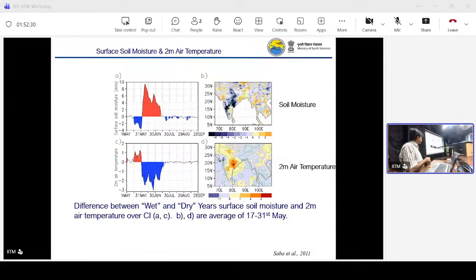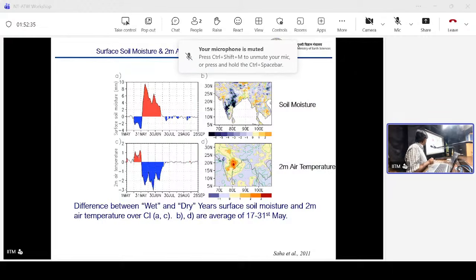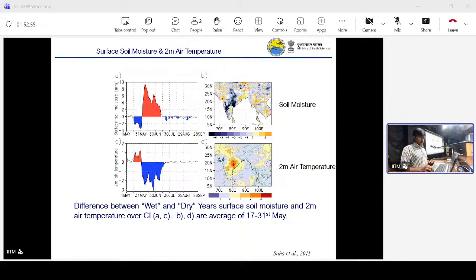If you would like to see the spatial structure, these are the soil moisture differences between wet and dry years. You have a large scale deficit of soil moisture, and if you see the time series, it's quite drastic. Similarly, air temperature also you can see large. There is a 1-2 degree temperature difference in pre-monsoon, and that can be seen also in the time series.